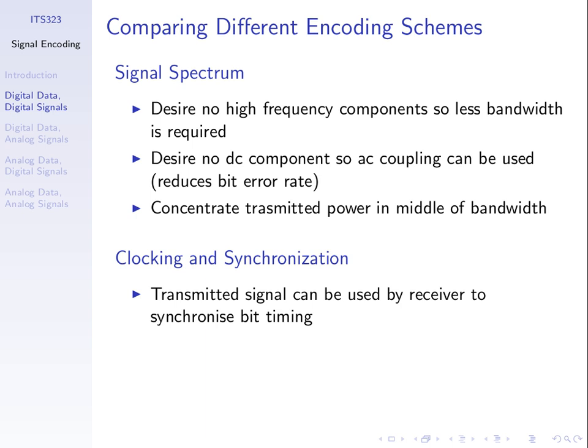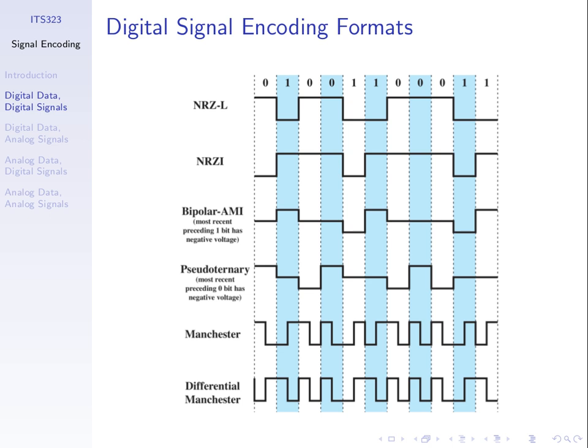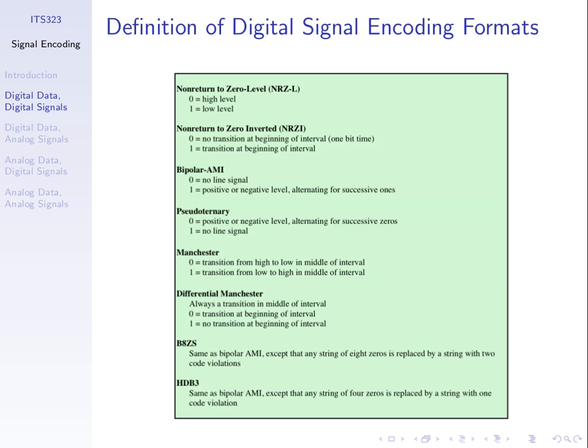In fact, our example was with bipolar AMI, and bipolar AMI has a problem if there's a long sequence of zeros in our data, because it gets a zero line voltage for a long period of time. The last two schemes, shown on the previous slide, are called B8ZS and HDB3. They are the same as bipolar AMI, but when there's a long sequence of zeros, they replace that sequence with some non-zero sequence. So they try to avoid this problem so that we don't have bit errors due to missynchronization of clocks. They just do that in different ways. So there are a number of trade-offs, and there's no one best scheme.